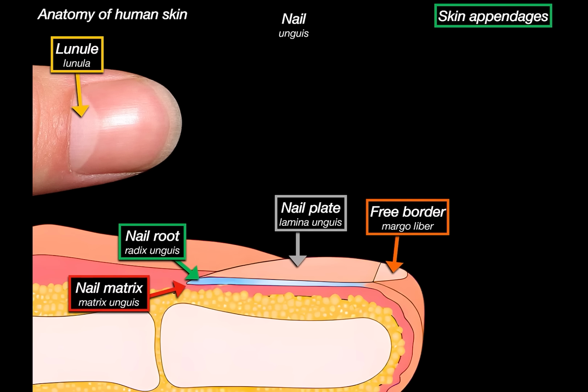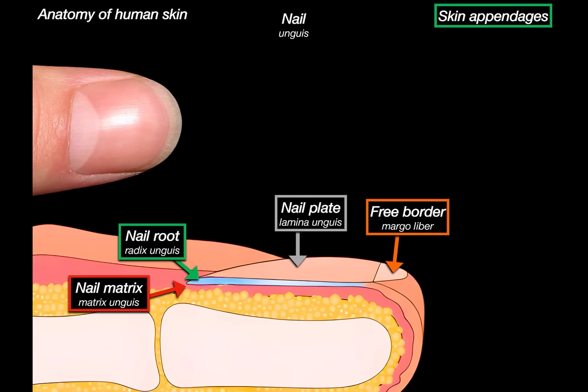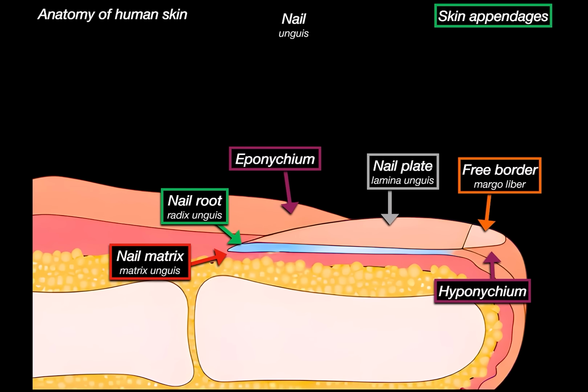The skin around the nail forms the proximal and lateral nail folds. At the proximal end, where the skin overlaps at the base of the nail plate, the epidermis forms a thin cuff called the eponychium. This is what people often call the cuticle. It helps protect the newly formed nail as it emerges from the matrix. Distally, under the free edge of the nail, the skin is called the hyponychium.